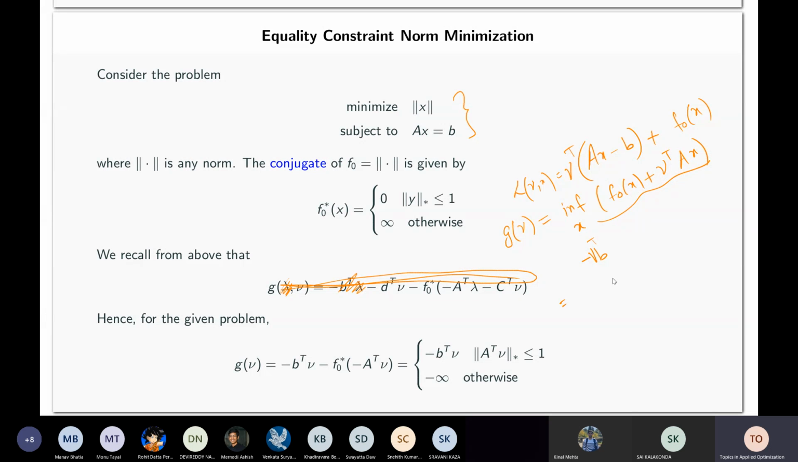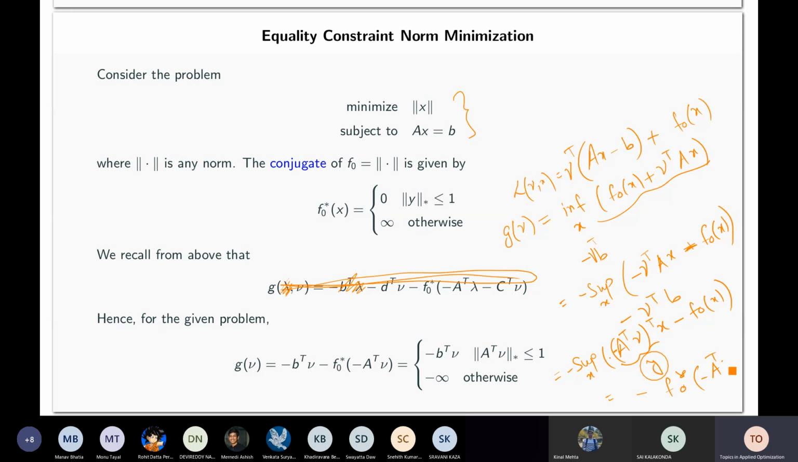Here I will write this in that form. So this is minus the supremum over x of minus nu transpose Ax plus f naught x, minus nu transpose b. We have to put this in this form, so we should write this as (A transpose nu) transpose x. So this is minus the supremum over x of (A transpose nu) transpose x, and let us put minus also inside, and minus f naught x. Now this plays the role of y that we are looking for. So now we can write this as minus f naught star of minus A transpose nu. This is what is written here, and minus nu transpose b, or b transpose nu, is the same thing, and it goes here. And this is coming from here.